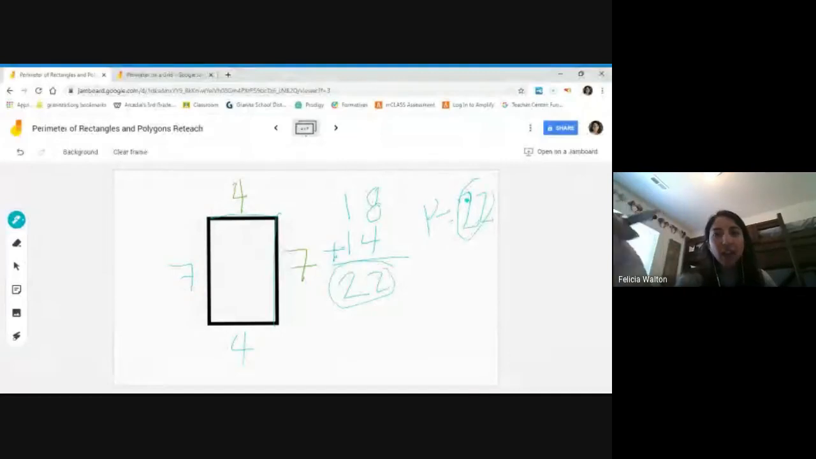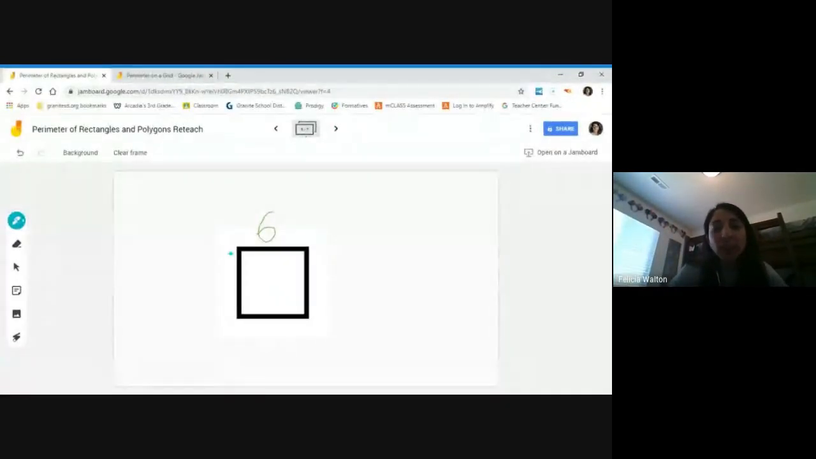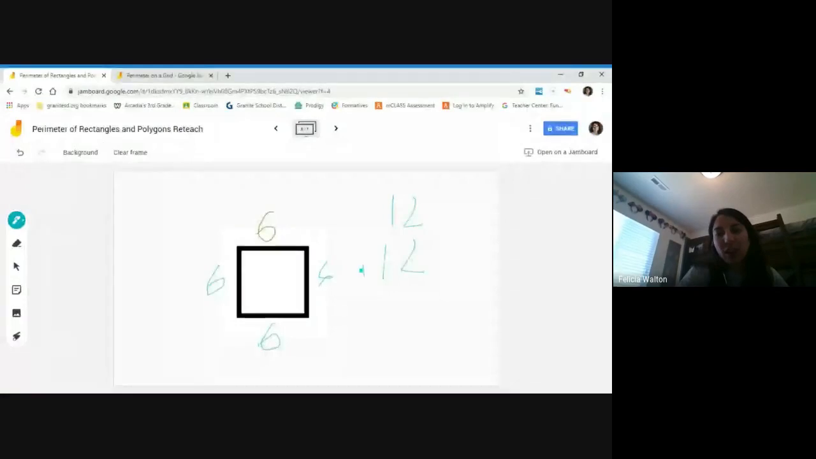And then let's take a look at a square. Like I said, if they just give you one side, like I did right here, you know that all the other sides are going to be the exact same. So you know that this side's going to be 6, this side's going to be 6, and this side's going to be 6. And you can just add all of those up. 6 plus 6 is 12, plus another 6 plus 6 is 12, and you get 24.